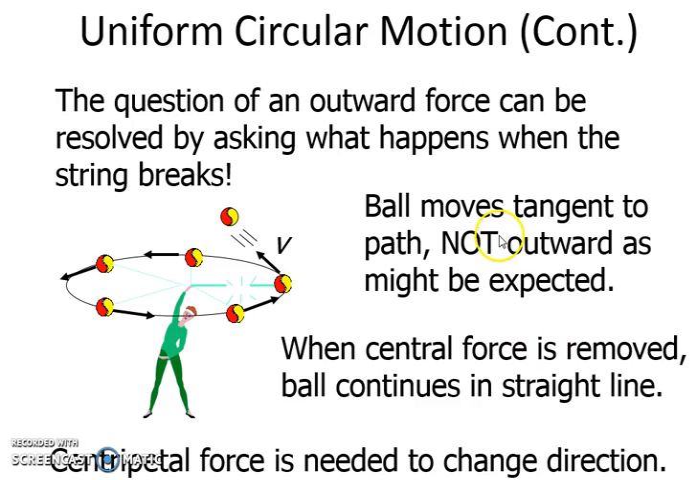So the question of an outward force can be resolved by asking what happens when the string breaks. So the ball moves tangent to the path, so once it goes around, it breaks and then it goes off onto a side, not outward as might be expected. So when central force is removed, the ball continues in a straight line, and this is called centripetal force.